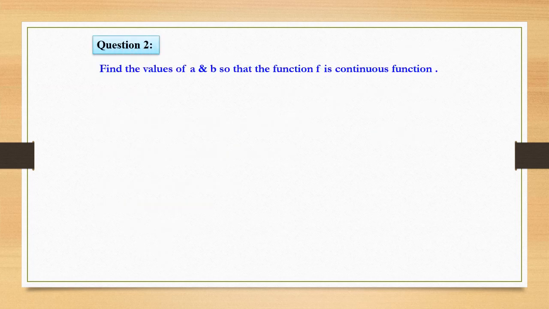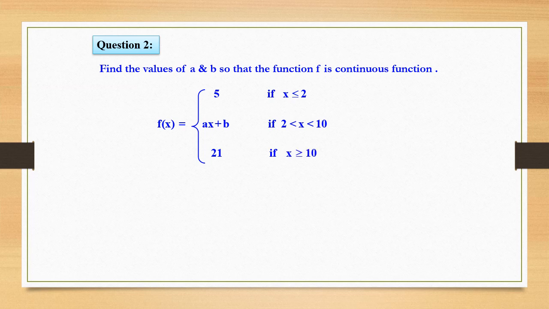Next question. Find the values of a and b so that the function f is continuous. Okay, so here instead of k we need to calculate two values, that is value of a as well as b. So the function is defined as f of x is equal to 5 if x is less than or equal to 2, ax plus b if x is greater than 2 and less than 10, f of x is equal to 21 if x is greater than or equal to 10.